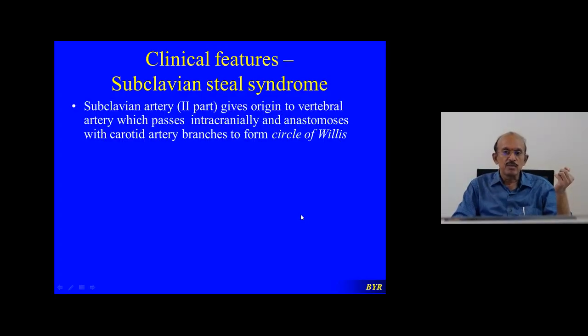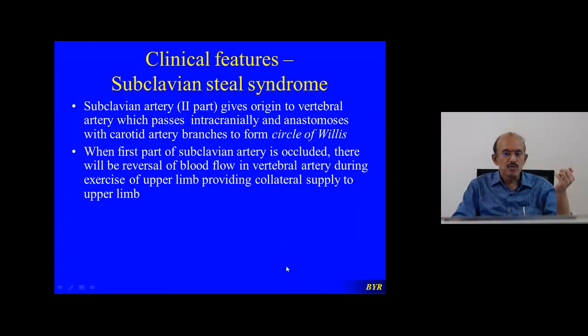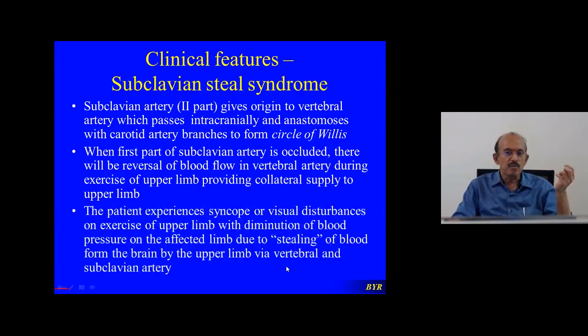So the subclavian artery gives origin to the vertebral artery, which passes intracranially and anastomoses with the carotid artery branches to form the circle of Willis. When the first part of the subclavian artery is occluded, there will be reversal of blood flow in the vertebral artery during exercise of the upper limb, providing collateral supply to the upper limb. The patient experiences syncope or visual disturbances on exercise of the upper limb, with diminution of blood pressure in the affected limb, due to stealing of blood from the brain by the upper limb via the vertebral and subclavian artery.